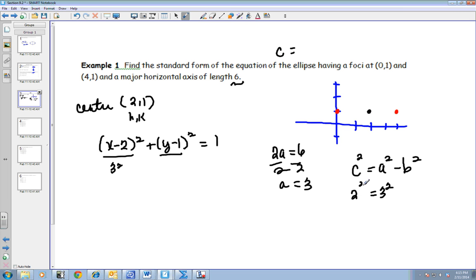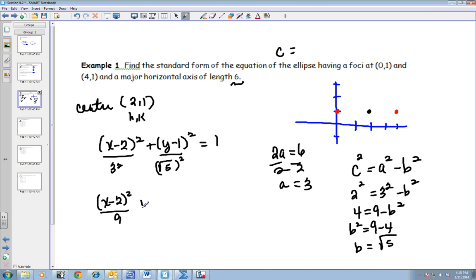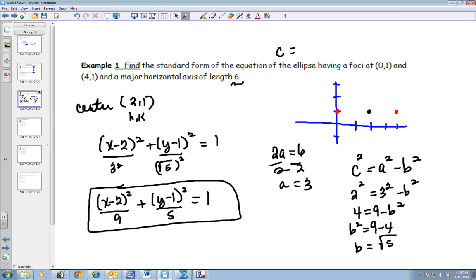So 2 squared equals 9 minus b squared. So 4 equals 9 minus b squared. That means b squared equals 9 minus 4. So b equals the square root of 5. So that's going to go here, the square root of 5 squared. All right, so now I'm just going to simplify that. (x minus 2) quantity squared over 9 plus (y minus 1) quantity squared over 5 equals 1. That's the standard form of that ellipse.